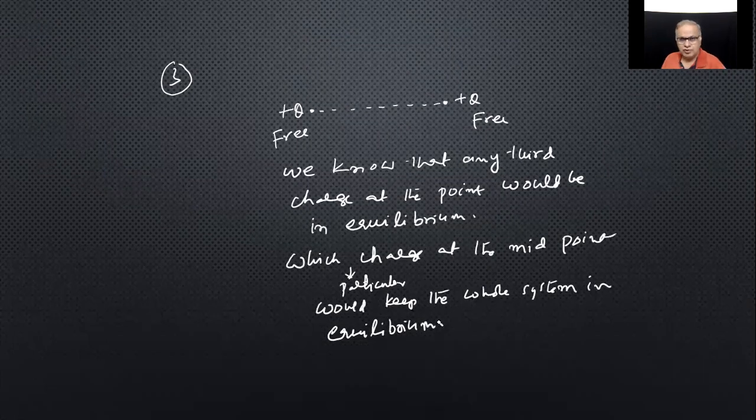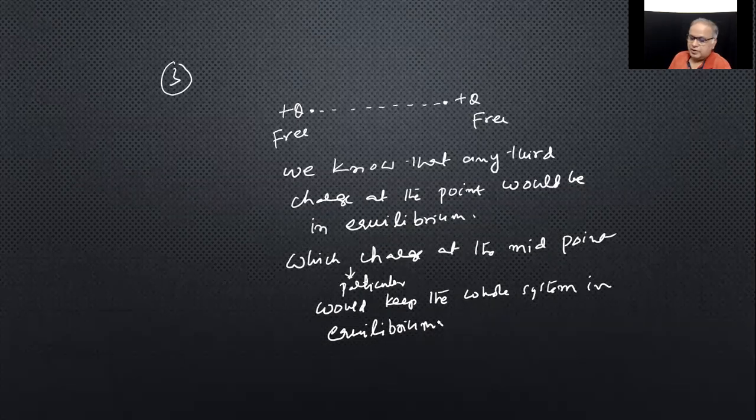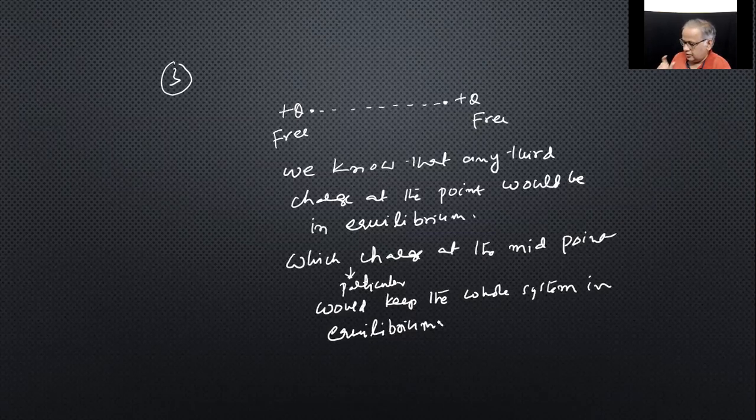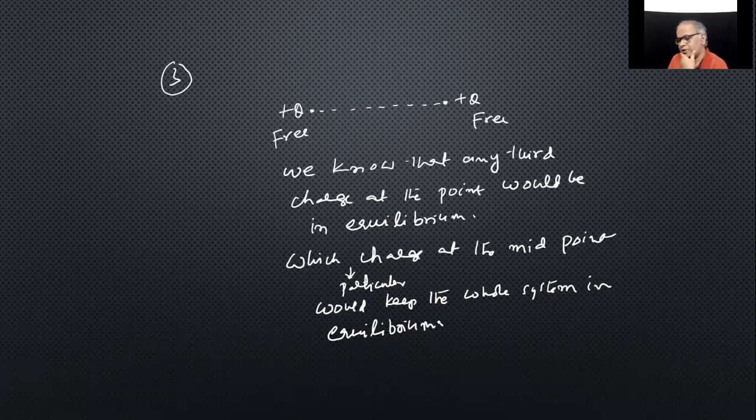This kind of discussion about force and equilibrium is very important in terms of the concept, the learning, and for the exams. So, first of all, tell me whether you understood the question. Have you understood the question? Yes, sir. Tell me what it is.